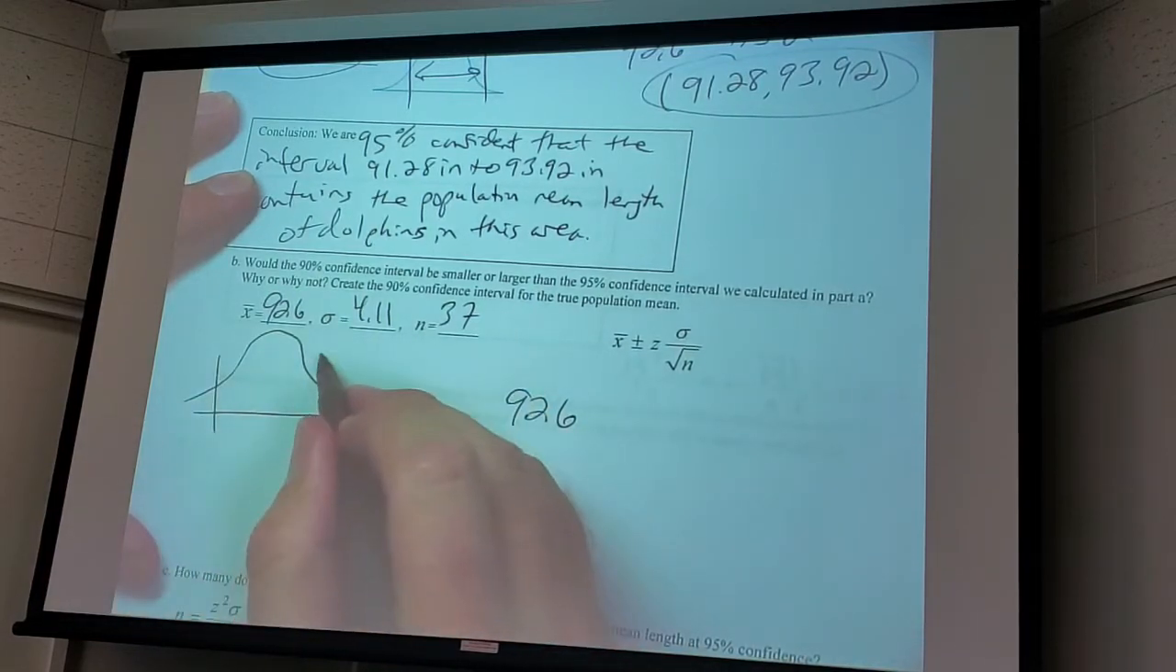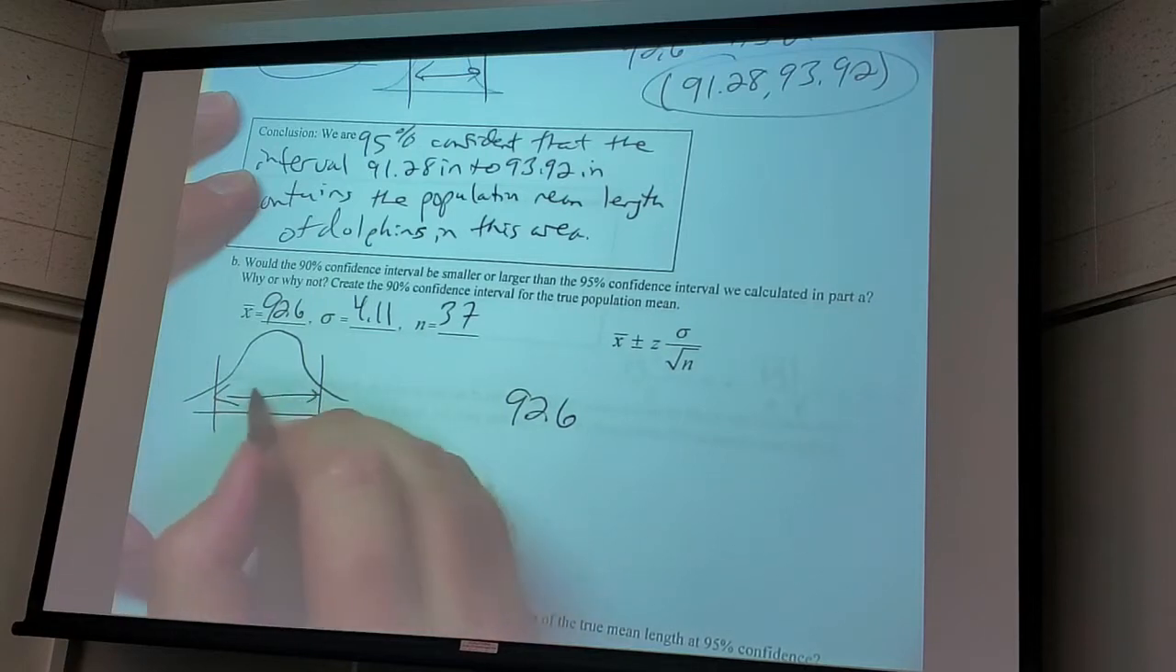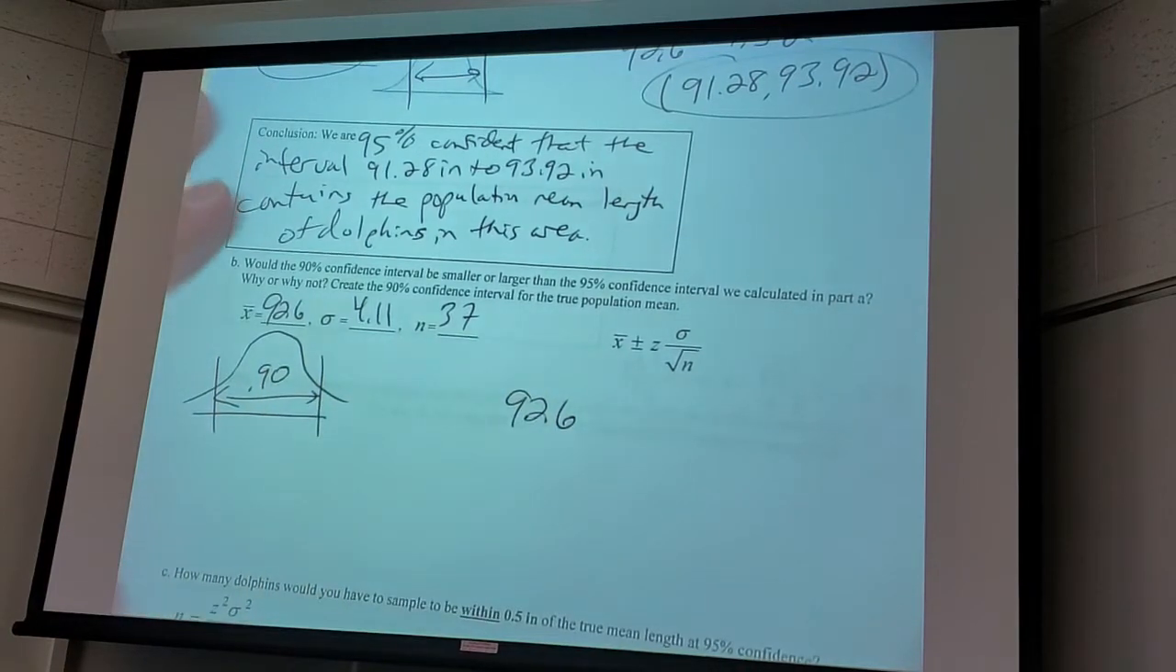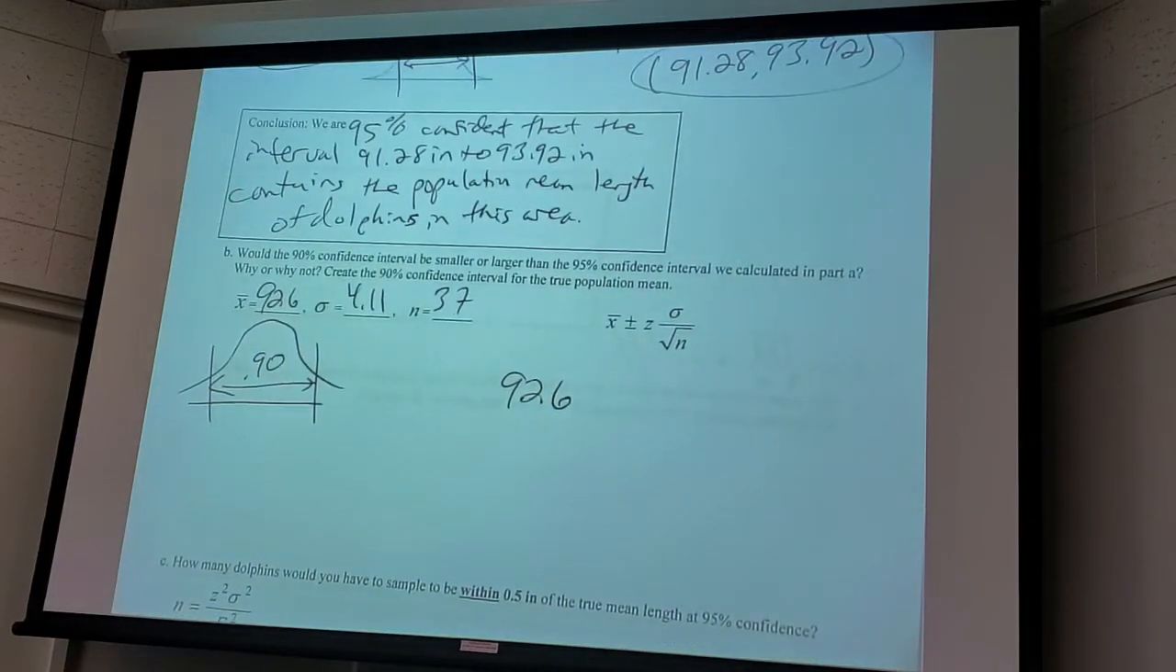Have you guys found the 90% confidence? If it's 90% confidence, what's alpha over 2? 0.05. Yes, 10% outside, 5% on one side.